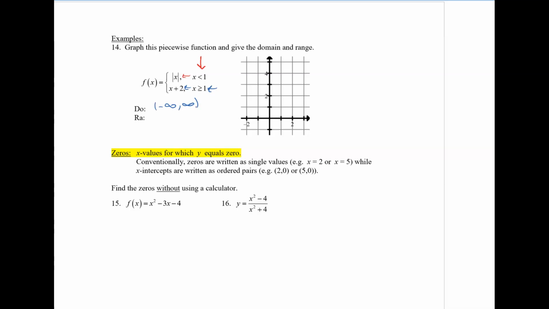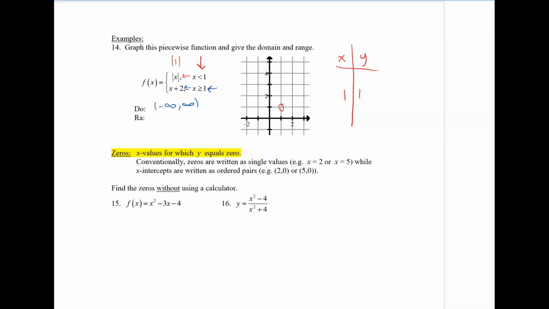And in order to determine the range, we want to graph this, okay? So what we're going to do is go over to 1. And when I'm graphing, I like to make a chart. So I'll just put 1 in the middle. And at 1, remembering not including 1, I'm going to get the absolute value of x. So if I plug in 1, the absolute value of 1 is 1. So I'm going to go to (1, 1) here, and I'm going to put an open dot, because I'm not including that value.